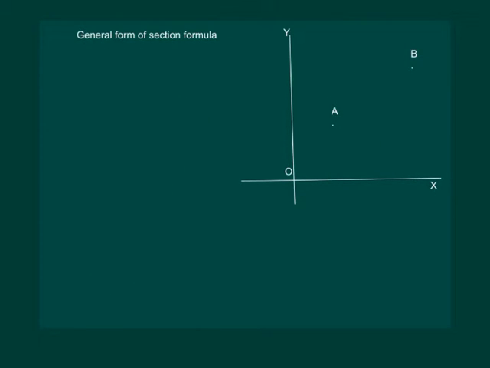We start with coordinate axis. Say A and B are any 2 points with coordinates x1, y1 and x2, y2. Assume that point P, whose coordinates are x and y, divides AB internally in the ratio M1 is to M2. That is, we are saying PA by PB is equal to M1 by M2.